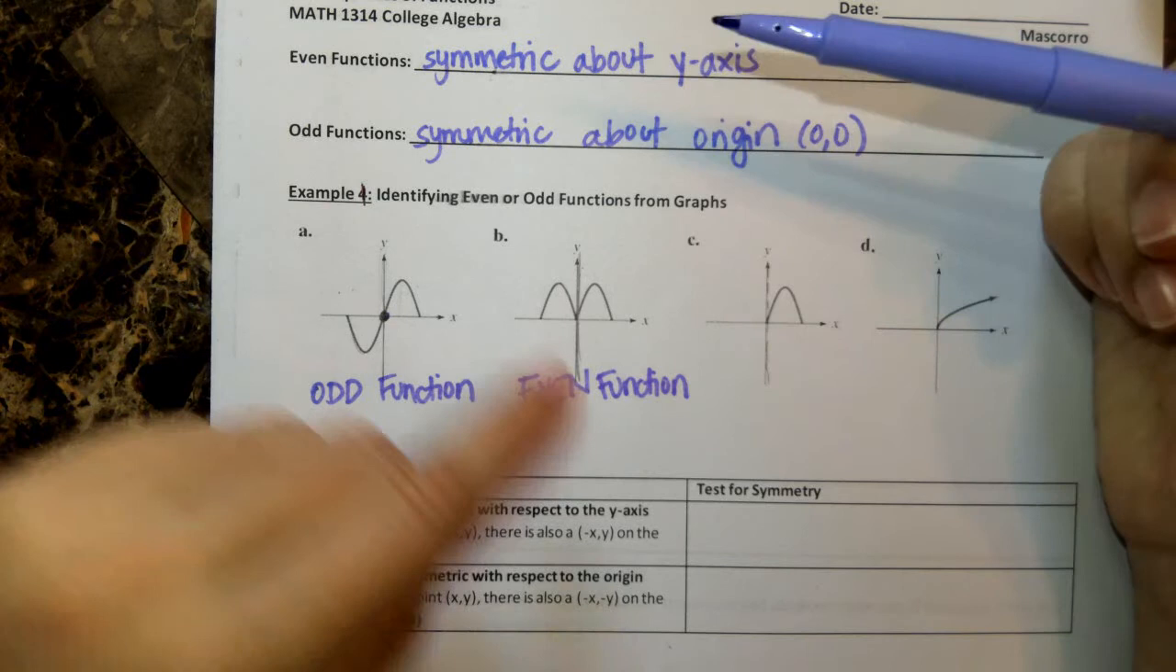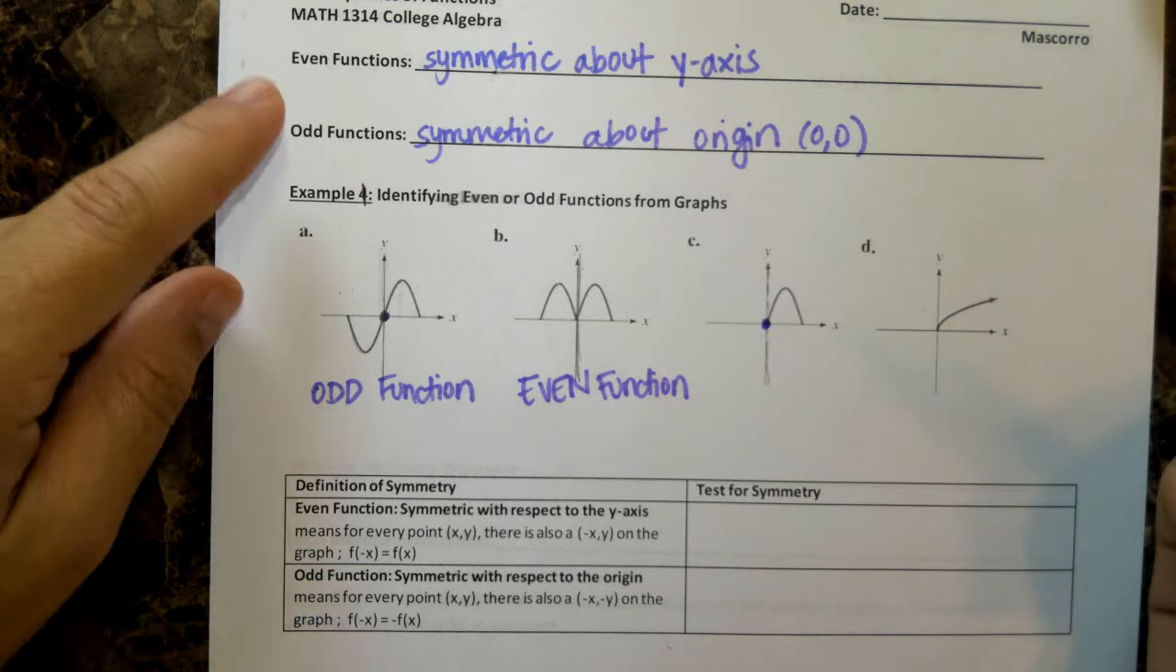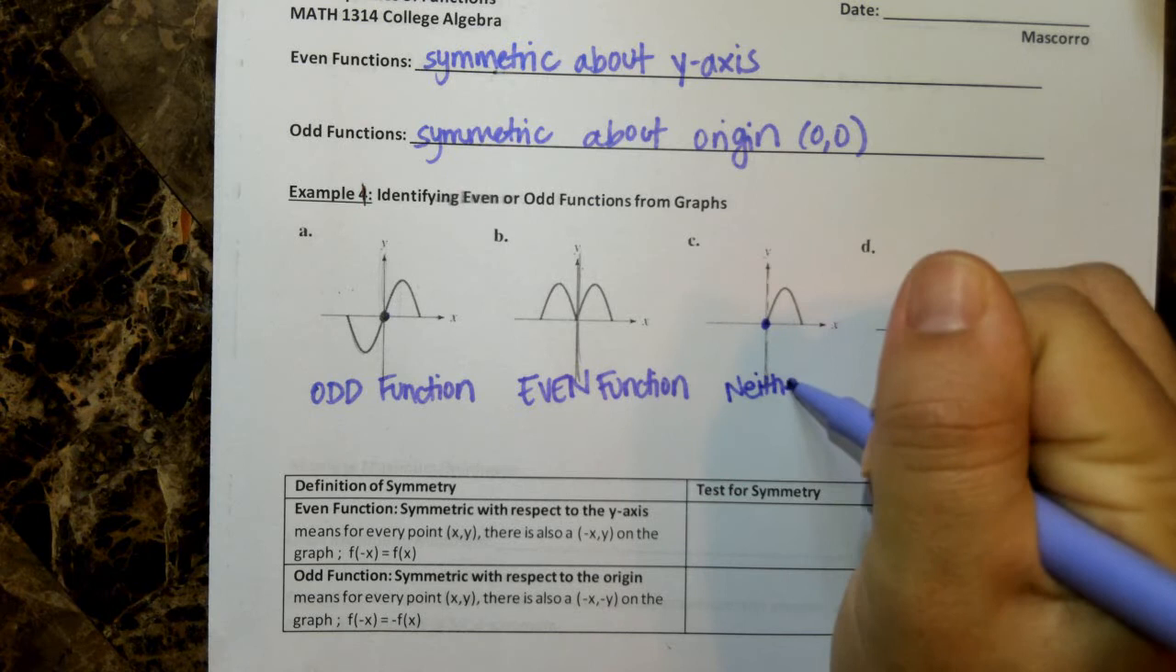Same thing for odd. If you look at the opposite side of the origin, there is nothing in this bottom quadrant that would be reflective of this top quadrant. So this would be neither even nor odd. So you would just put neither. Neither even nor odd.